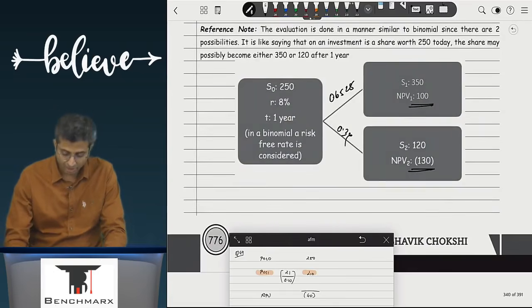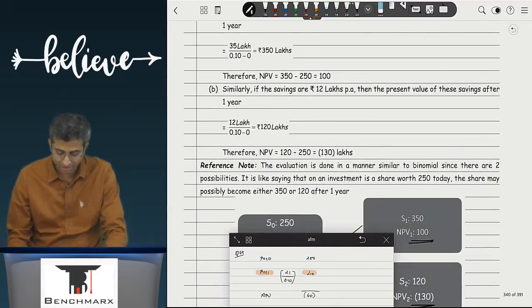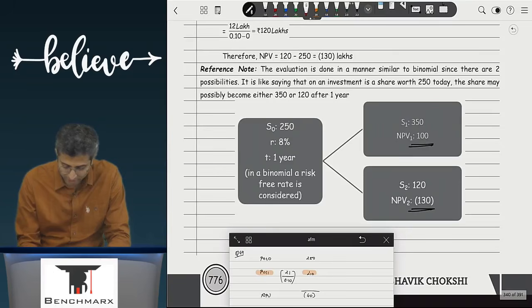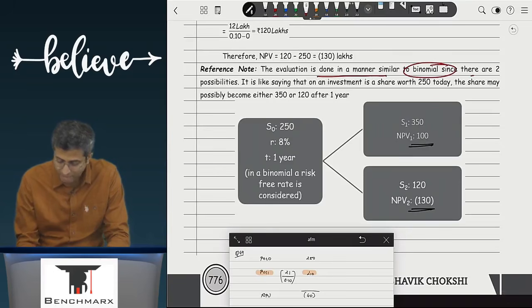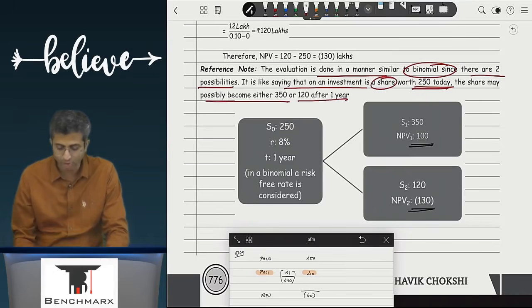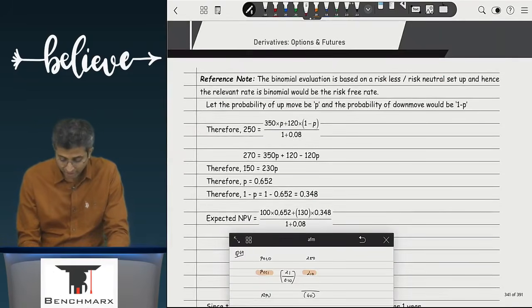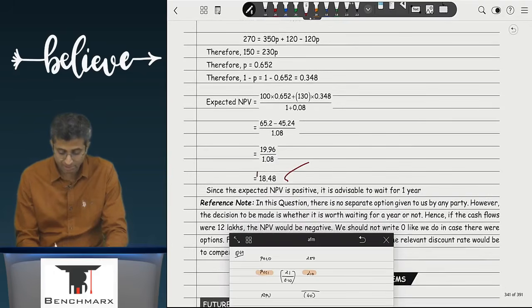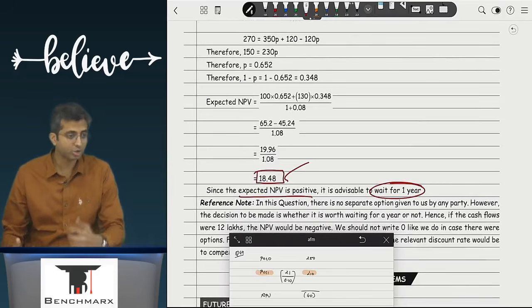And as a result, over here, these are called timing options. So as a reference note over here, the evaluation is done in a manner similar to binomial. Since there are two possibilities, it is like saying that on an investment of a share worth 250 today, the share may possibly give you 350 or 120 after 1 year. Reference binomial evaluation is done based on a risk-less or risk-neutral setup, and hence the relevant discount rate for the binomial will be the risk-free rate. So you find this expected NPV as 18.48. Since the expected NPV is positive, it is advisable for us to wait for 1 year.